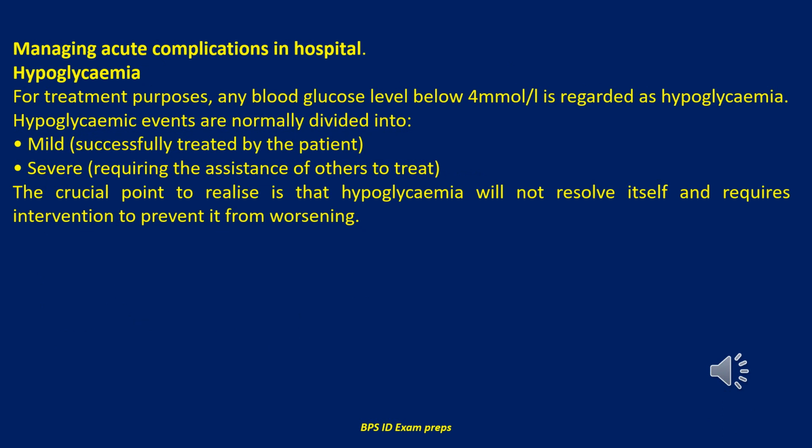Let's progress to managing acute complications in hospital. We will begin with hypoglycemia. For treatment purposes, any blood glucose level below 4 mmol per liter is regarded as hypoglycemia. Hypoglycemic events are normally divided into: 1. Mild, successfully treated by the patient. 2. Severe, requiring the assistance of others to treat. The crucial point to realize is that hypoglycemia will not resolve itself and requires intervention to prevent it from worsening.